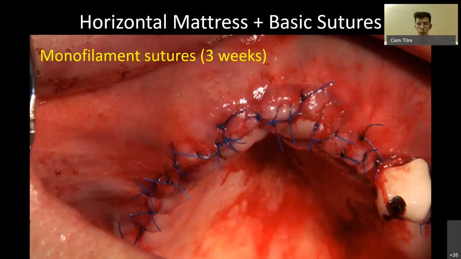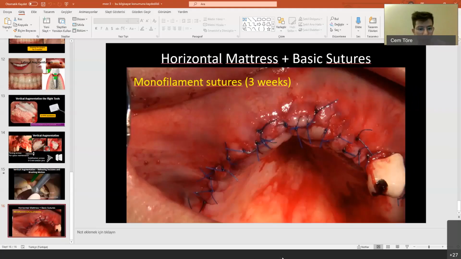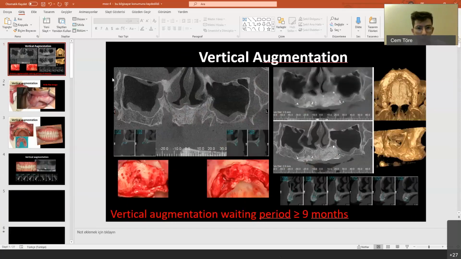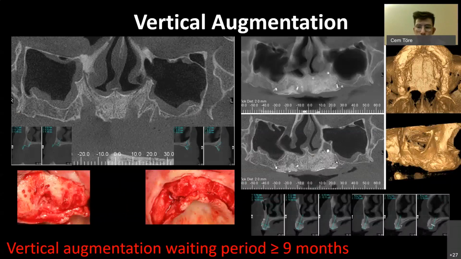This is what you want to create with the horizontal mattress sutures here, 5 millimeters from here and 5 millimeters from here. You will end up with this, and then all you need to do with basic sutures is just to make sure the flaps don't move. That is essential, especially since in the augmentation procedure, understandably, you will be tired, but it's important to not rush the suture and make sure you have a tension-free closure in the end.